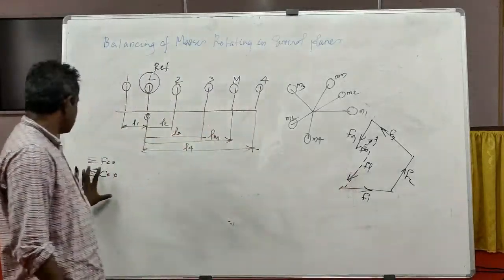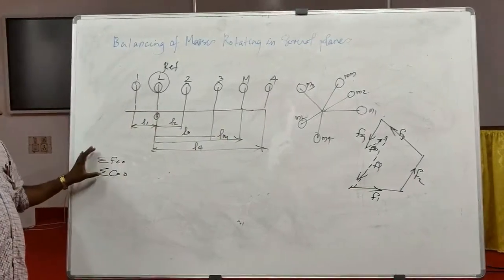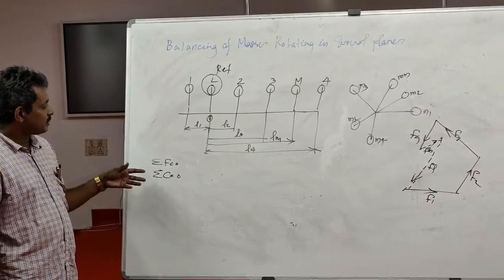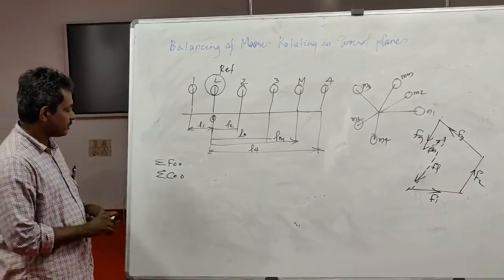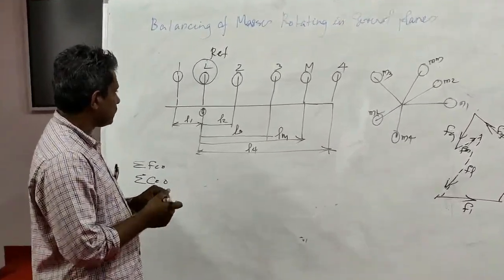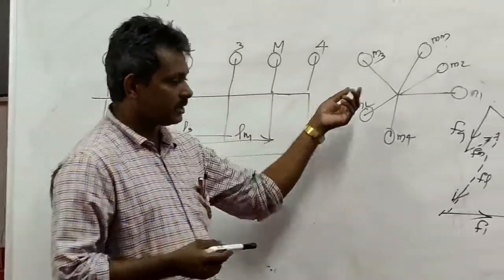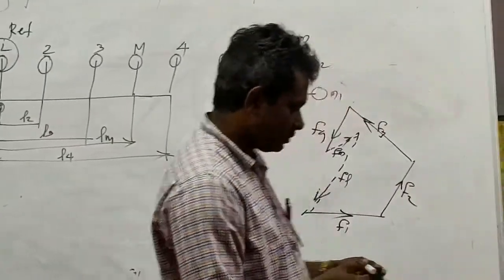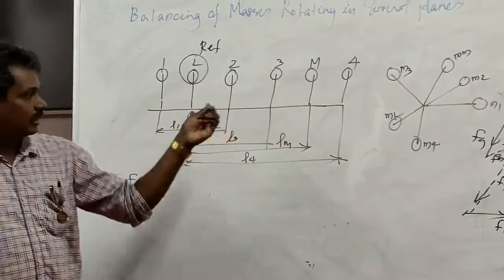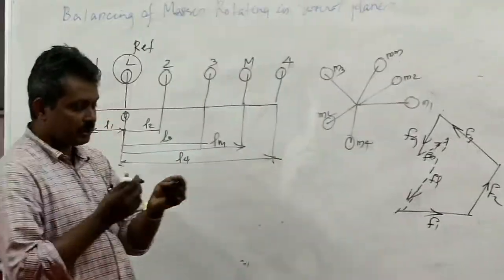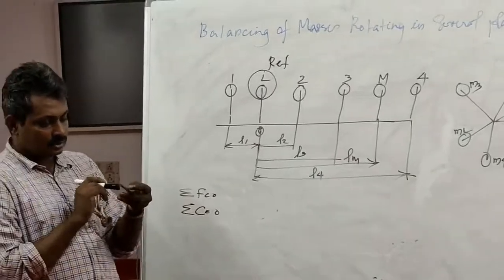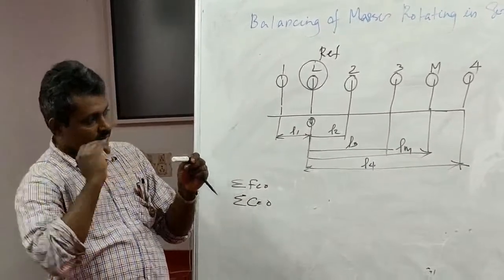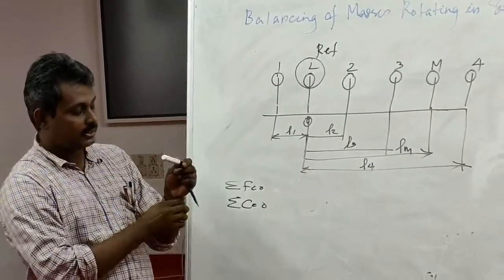Now let us draw the couple polygon, because in this case the couple polygon also should be closed. So how to draw the couple polygon? Here you can see that M1 is appearing like this. So that means the mass is going like this, the force is going like this. That is why its couple is coming like this.